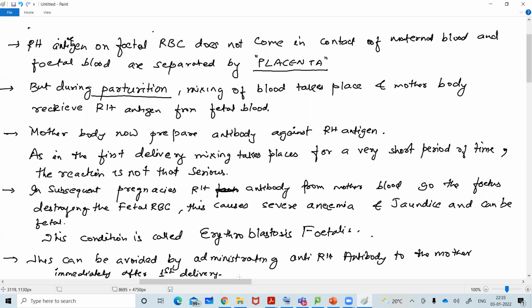Fine. So this is all about Rh factor and Rh compatibility. And one special case we have seen, pregnancy where the mother is negative but the fetus is positive. In the first case, there is no problem, but in the second pregnancy, there will be a problem. And again, there is a remedy, by giving Rh antibodies to the mother. So that's it for today's session.